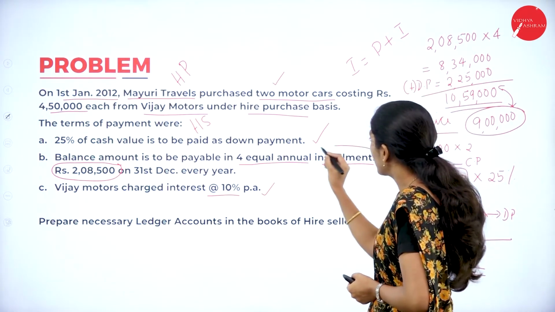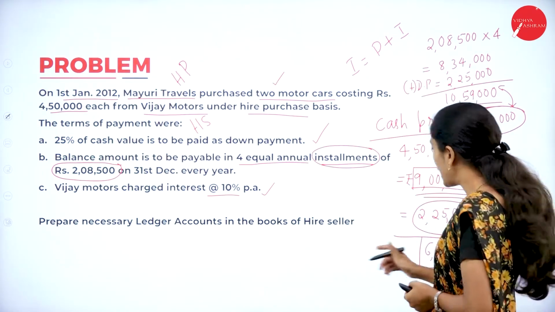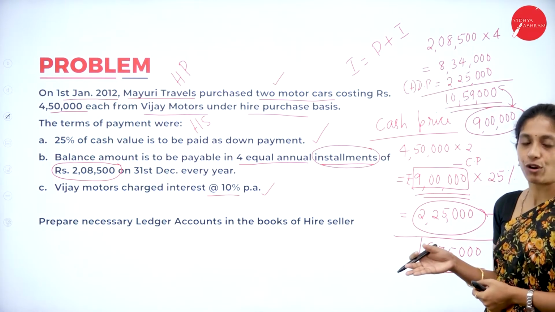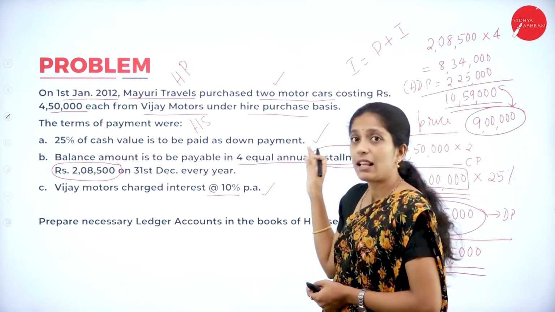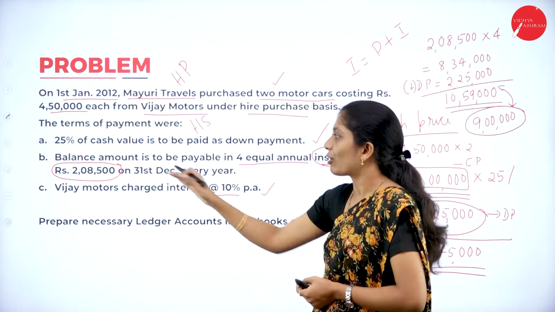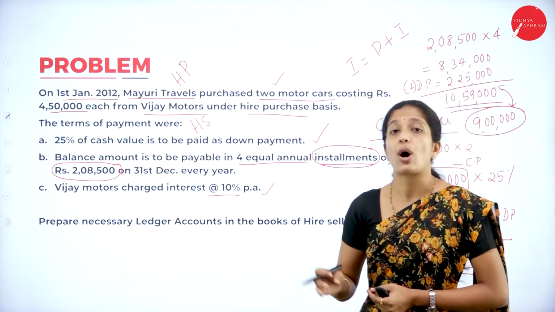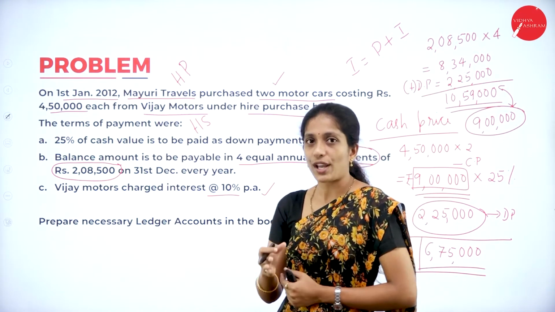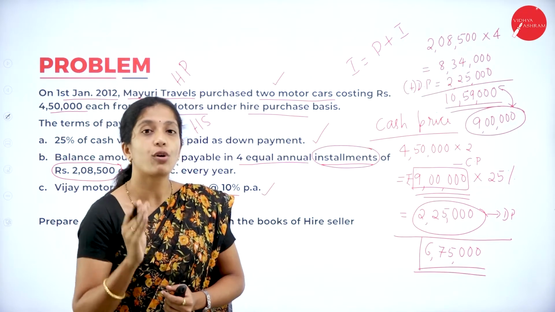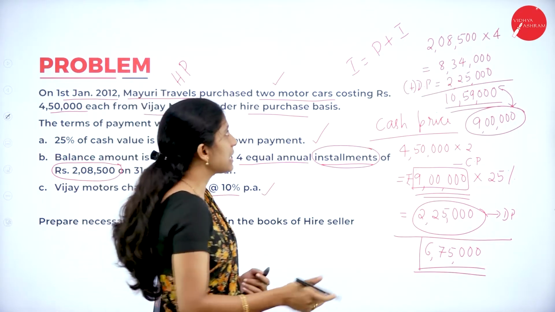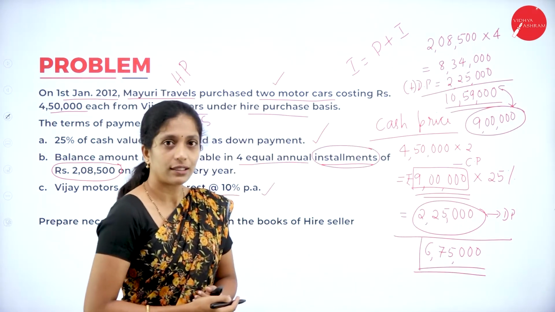Now they have directly given the installment amount. Clear? So earlier, what you used to do was that the remaining amount would be distributed over 4 installments, so we used to get the principal amount, right? But here they have directly given the installment amount of 2,08,500. Now we don't know whether it is inclusive of interest or exclusive of interest. So what do you have to do? They have told that 2,08,500 has to be paid in 4 equal installments. Right? So multiply 2,08,500 into 4, and you'll get 8,34,000.